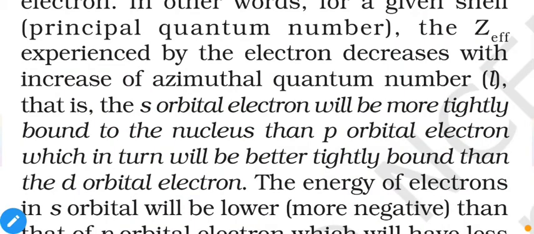So because of this, Z effective, or positive charge observed from the nucleus, decreases with increasing azimuthal quantum number. Because if L is equal to 0, it represents s orbital, which means electrons are closer to the nucleus. But if L is equal to 2, it represents d orbital, and electrons are mostly away from the nucleus. And effective charge, Z effective, is directly related with distance.